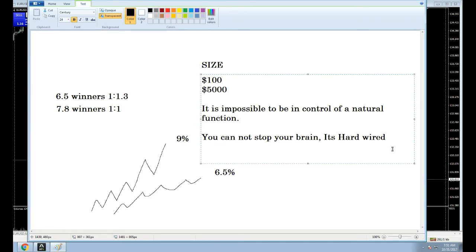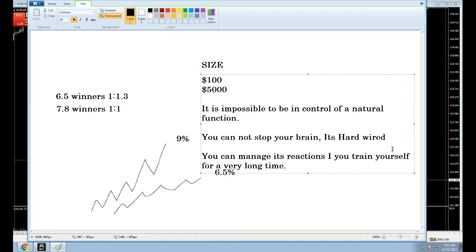It's hardwired. Impossible. What you can do, though, is temper its reaction to things, and you can manage its reactions. And the real question is, if you train yourself for a very long time, you have to train yourself to manage your brain. Just like a swimmer swimming under the ocean, those deep sea swimmers diving down thousands of feet or whatever they do.